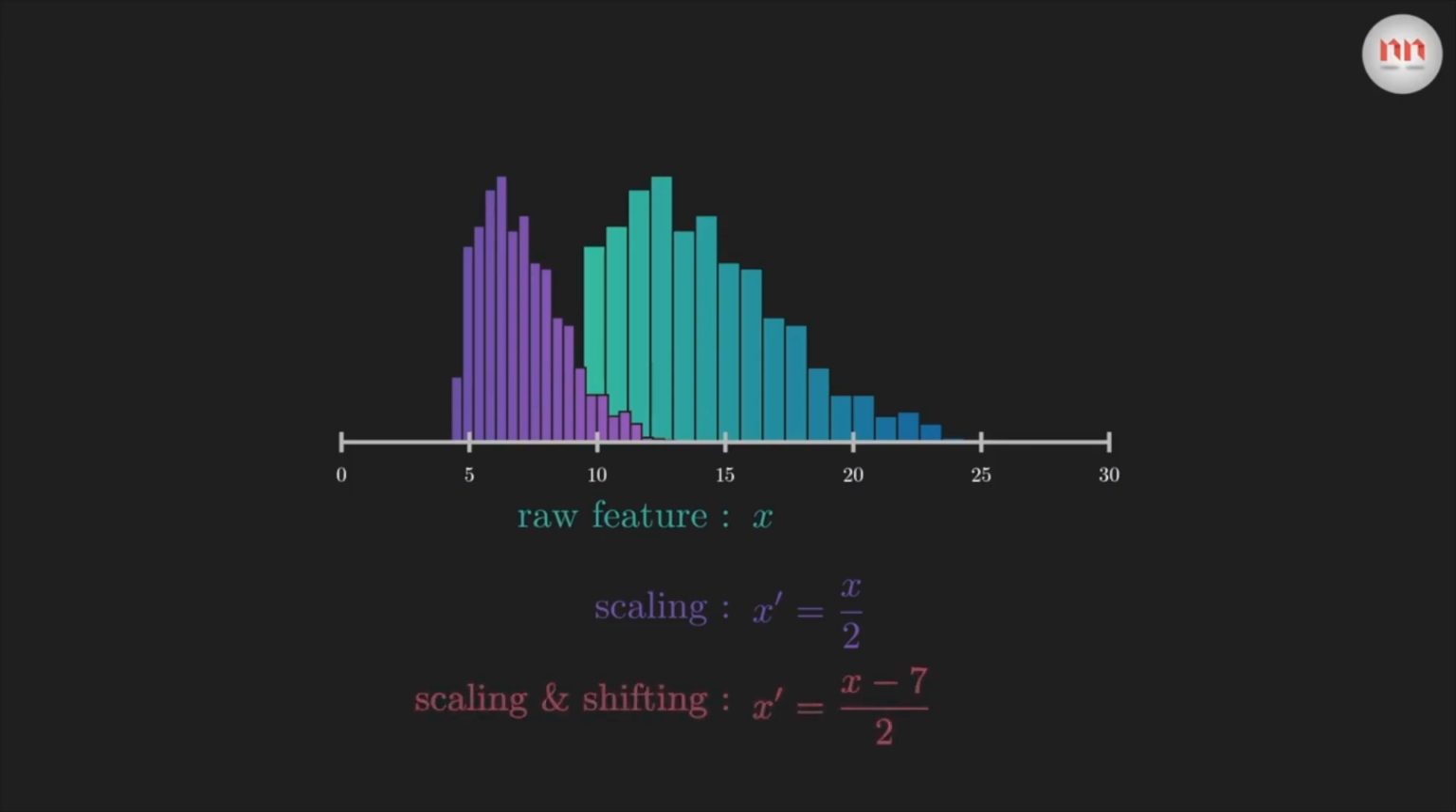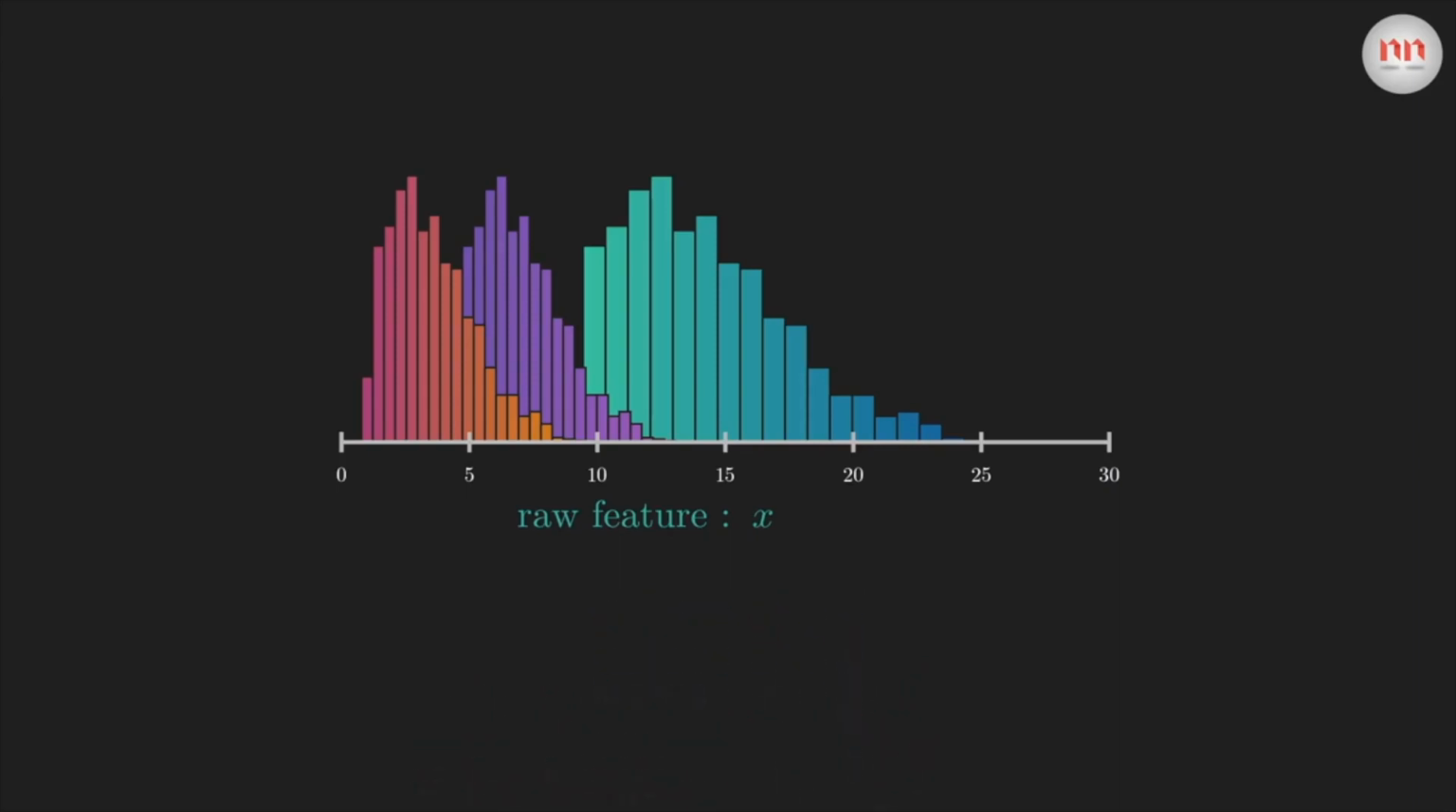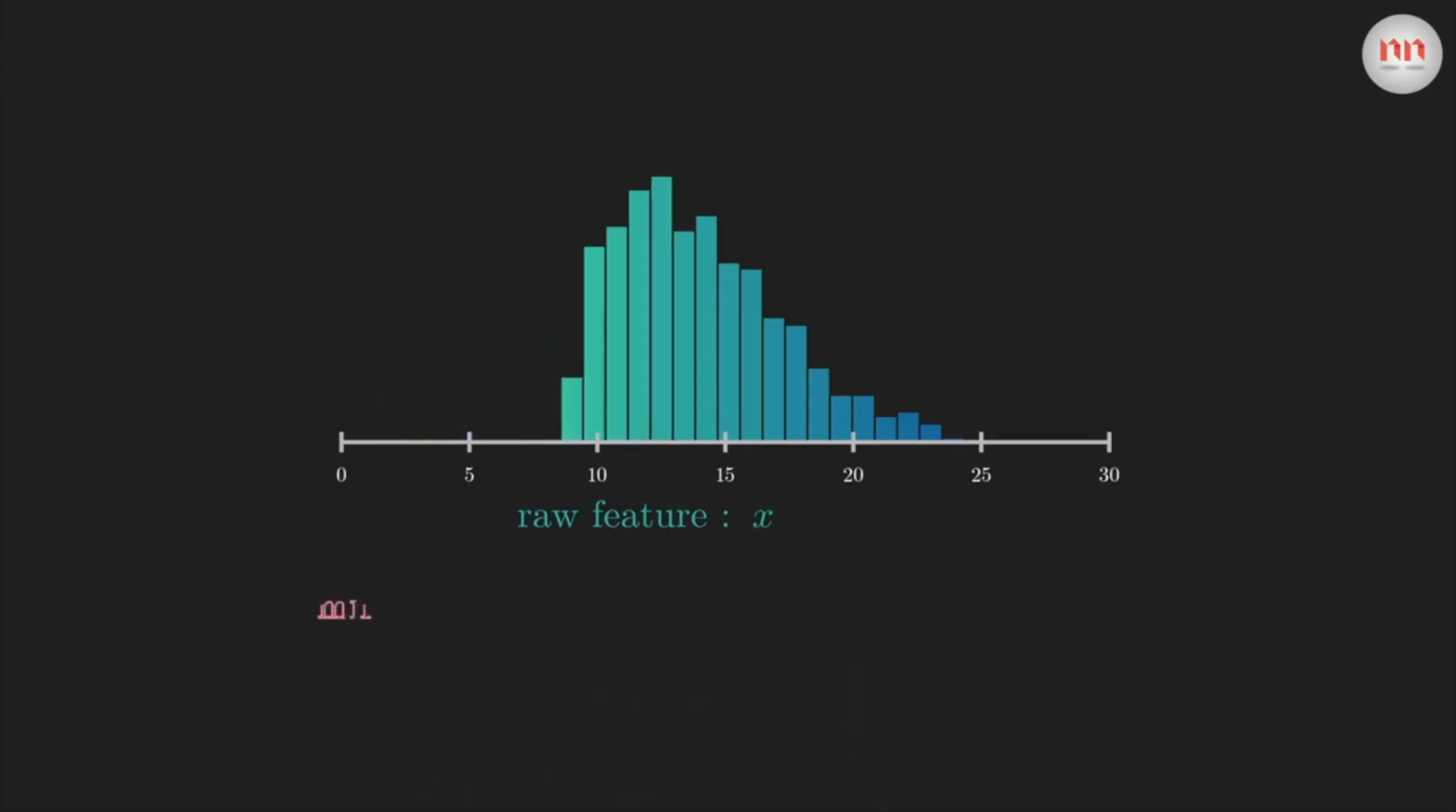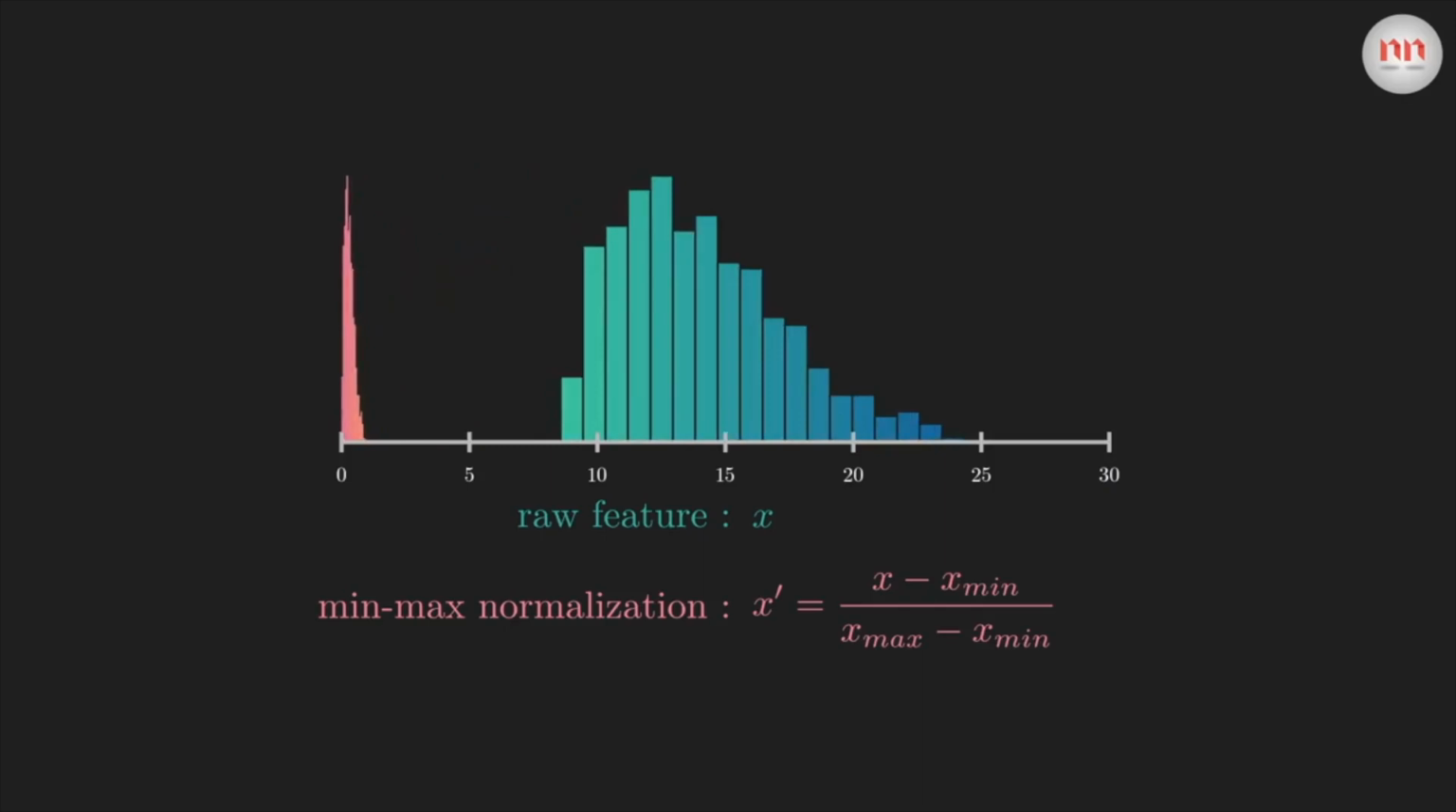We can also subtract a number first and then divide it by another number. Here I'm subtracting by 7 and then dividing by 2. This shifts the histogram to the left and shrinks it. I chose the subtracting and scaling factors randomly, but if we choose some specific values for them, then we achieve normalization. For example, if we subtract by the lowest value of X and divide it by the difference between the max and mean values of X, then we call it min-max normalization.